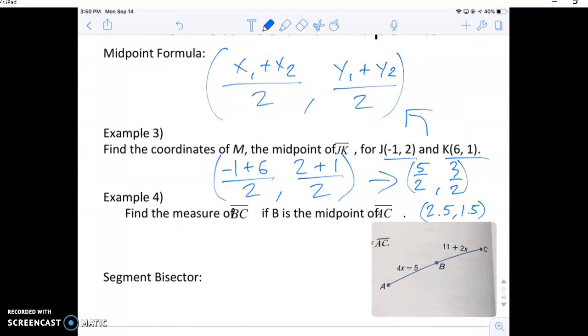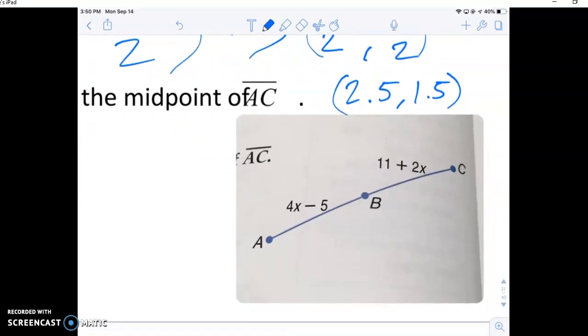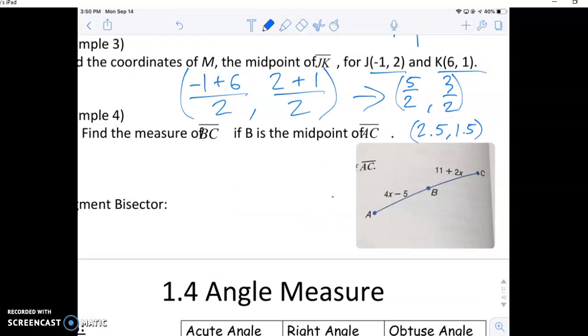Alright, next it says find the measure of BC right here if B is the midpoint of AC. If you look at this picture, it tells us B is the midpoint of AC. What that means is this side and this side are the exact same. They're congruent. So if I know they are congruent, I can set them equal to each other to solve for x. So I'm going to do 4x minus 5 equals 11 plus 2x.